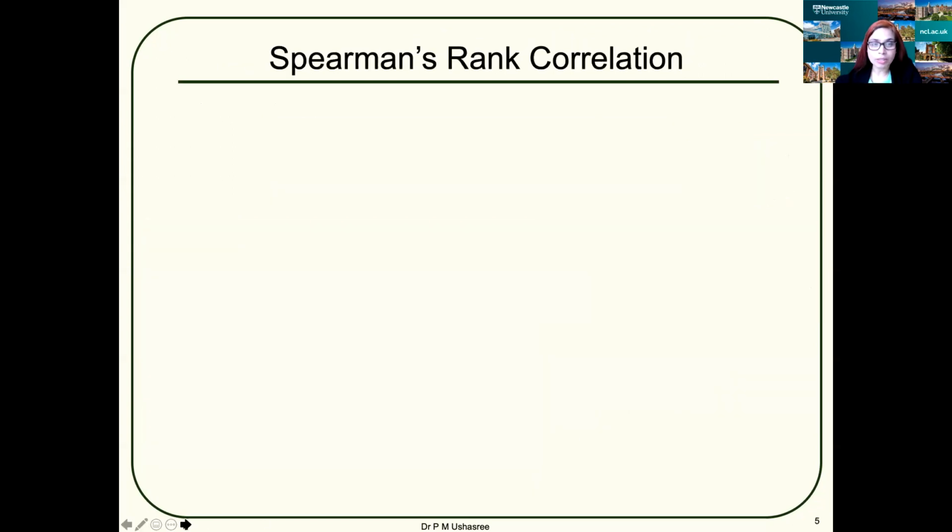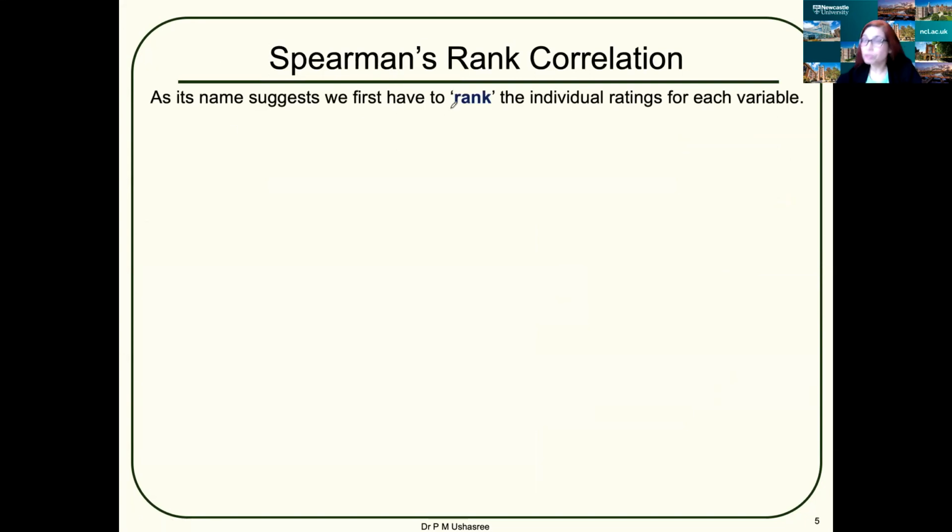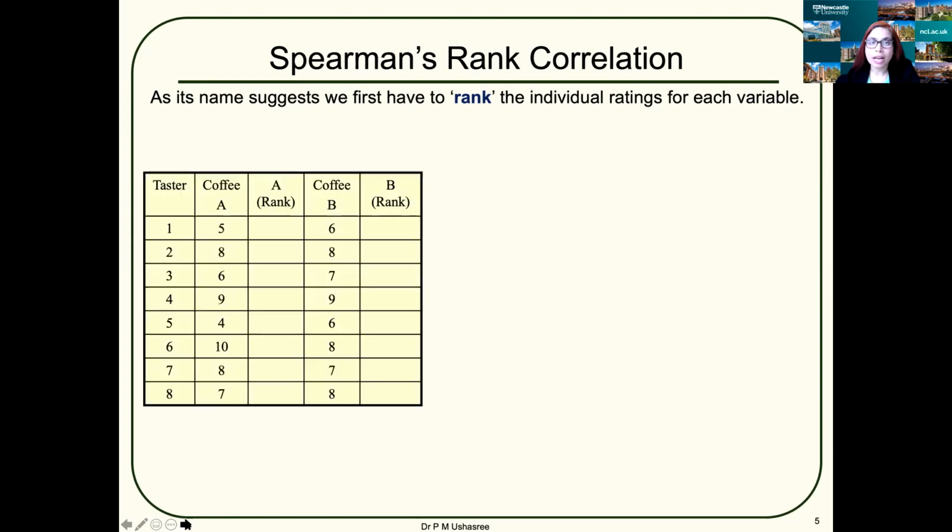Okay, how are we going to do that? What we do is, as the name suggests, we first have to rank the individual ratings for each variable. So I usually add an extra column on the side for the rank. For example, for coffee A, I just include an extra column for ranking. Similarly for ranking the coffee B. And then I arrange this in the ranking order. So let's do it together now.